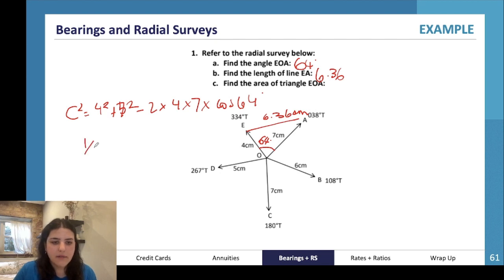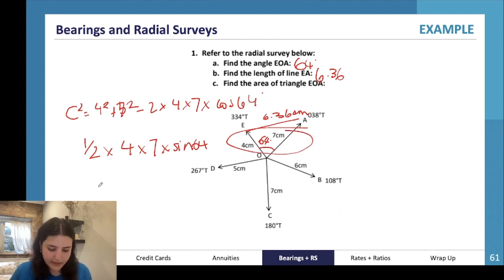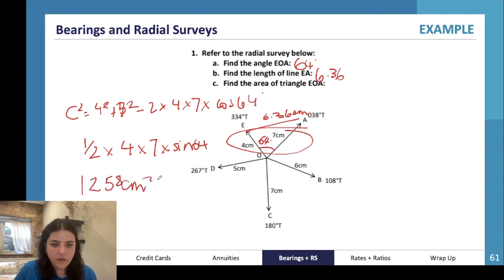So it's going to be half times A times B times sine C. Remember, you need a group of information like this all on one side. And we can pop that in our calculator. Half times A times B times sine C. And that gives me 12.58 centimeters squared, like that.